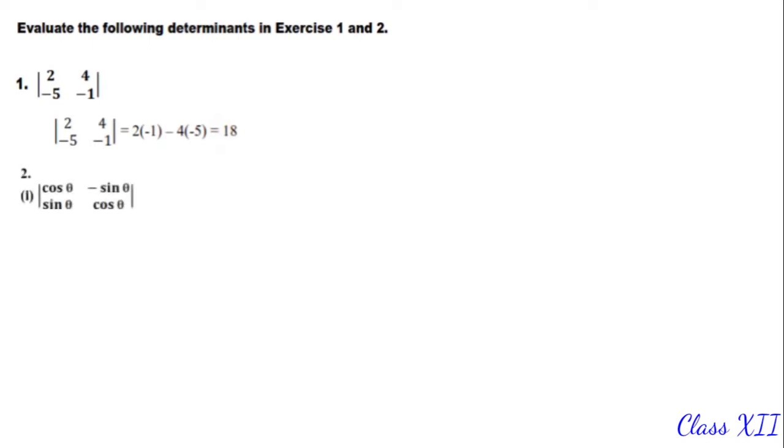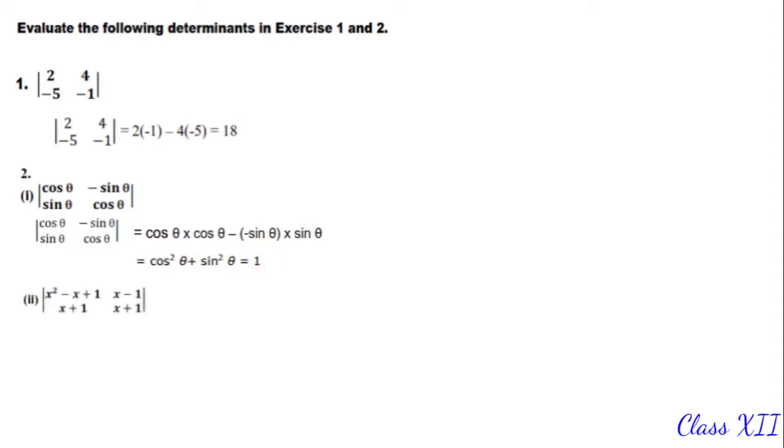Second question, first part, determinant cos theta, minus sin theta, sin theta, cos theta. For calculating the value, multiply the diagonal elements and subtract. Cos theta into cos theta minus sin theta into sin theta. Cos theta into cos theta is cos square theta, minus into minus is plus, sin theta into sin theta is sin square theta. So cos square theta plus sin square theta is 1.